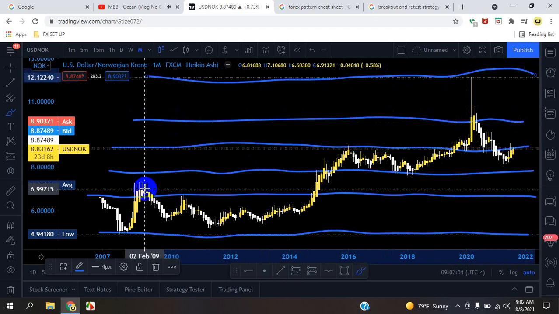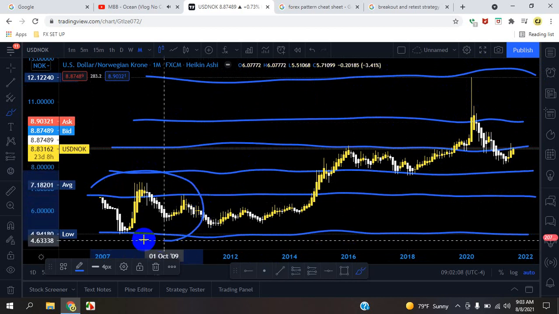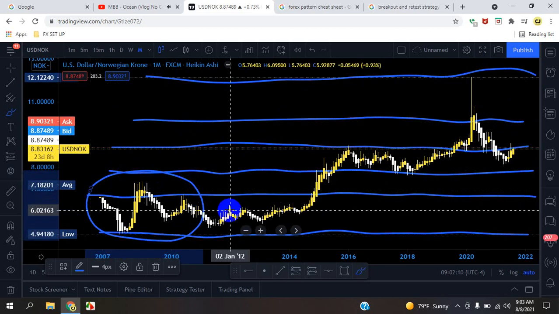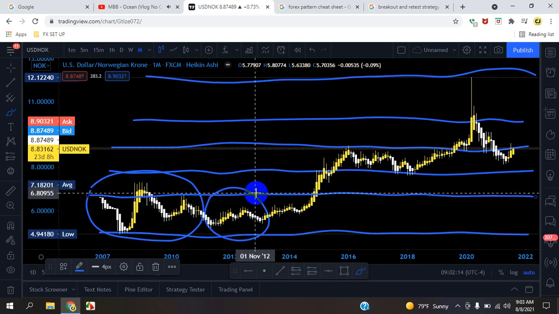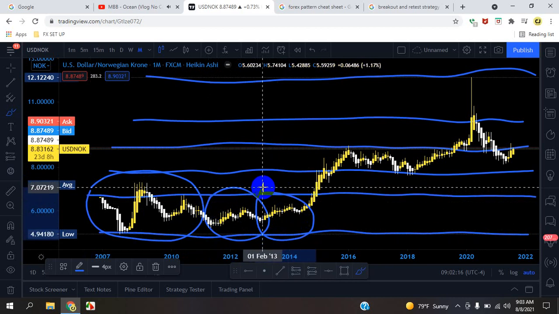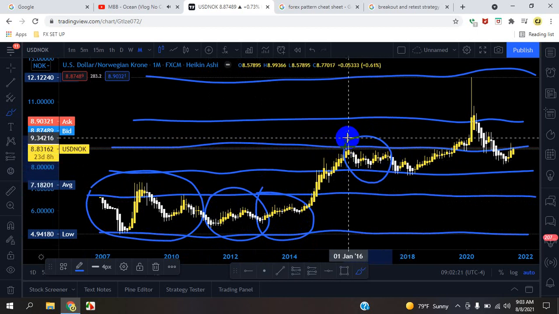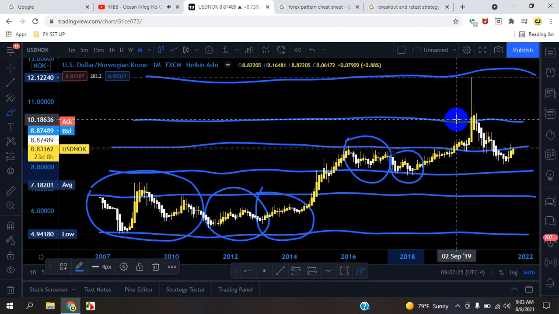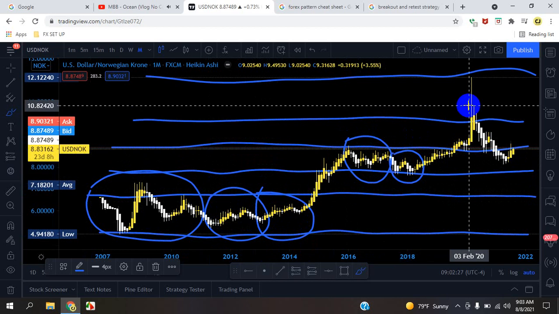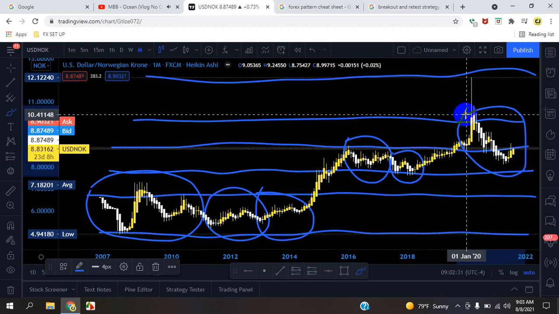I'm going to circle areas where I see patterns. There's a major pattern in this area here. Another pattern here. Another pattern here. There's another pattern here. There's another pattern here. And we have something going on here. So this is like 2 patterns in this area.